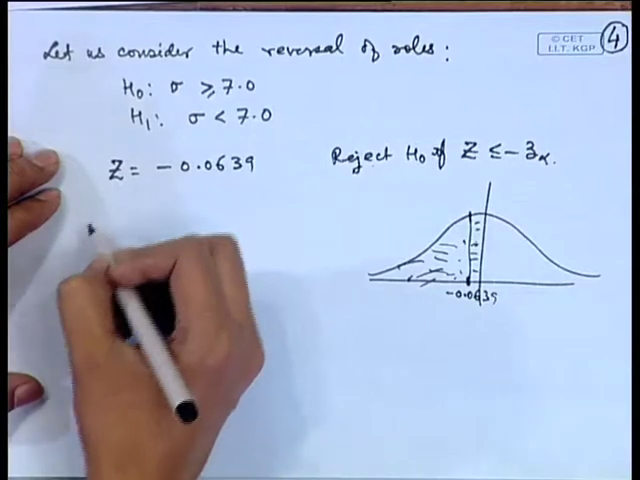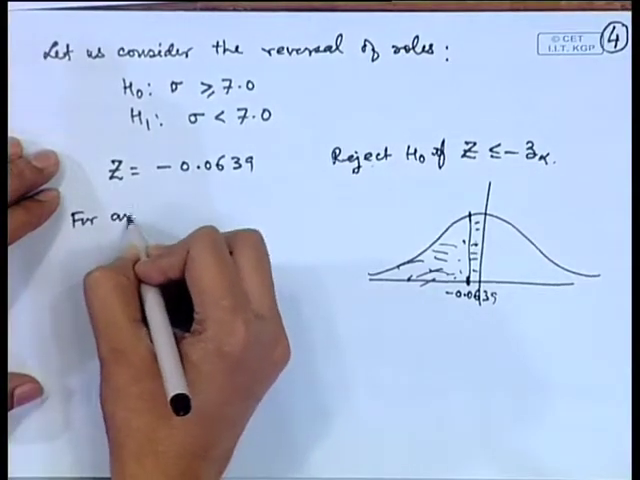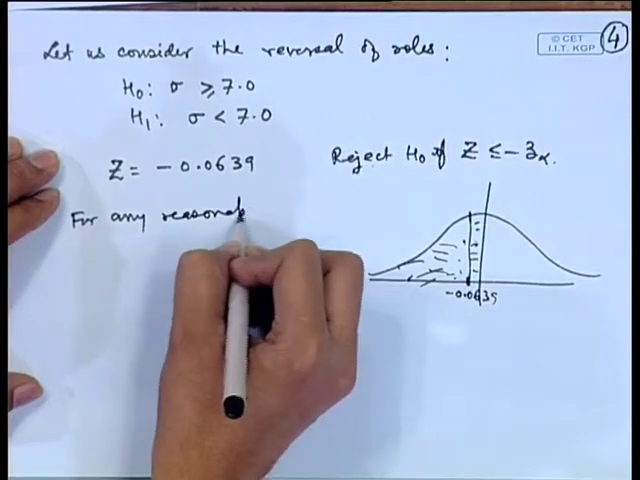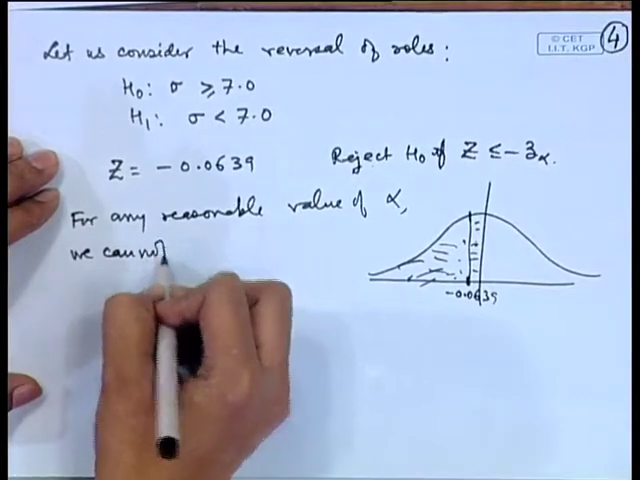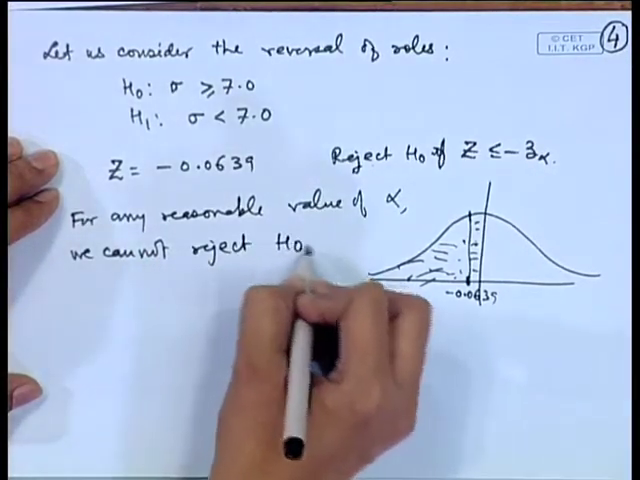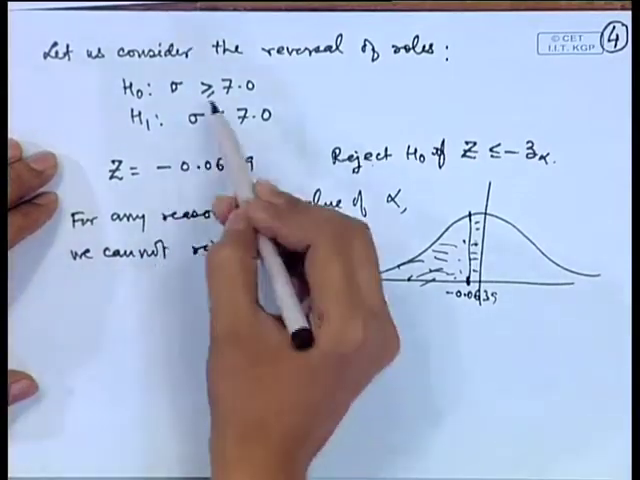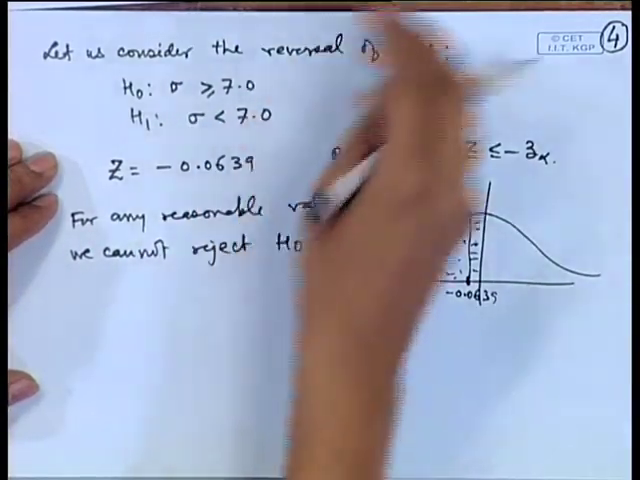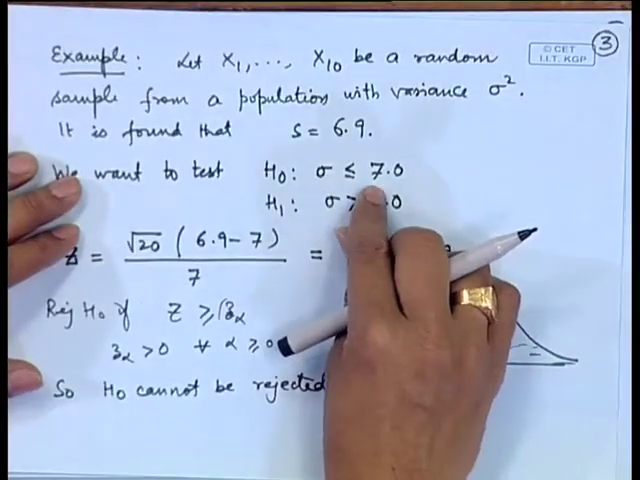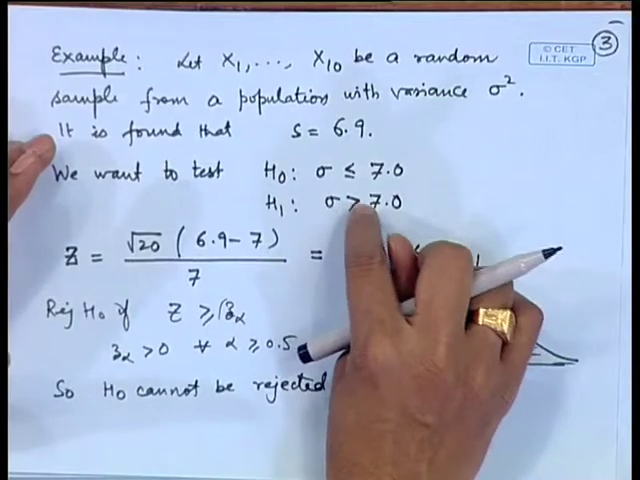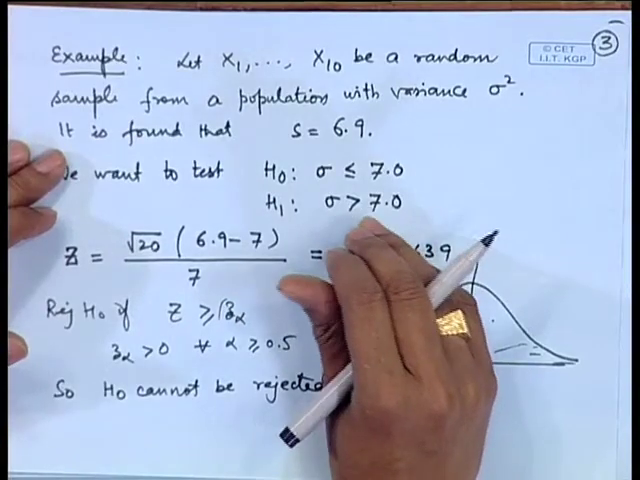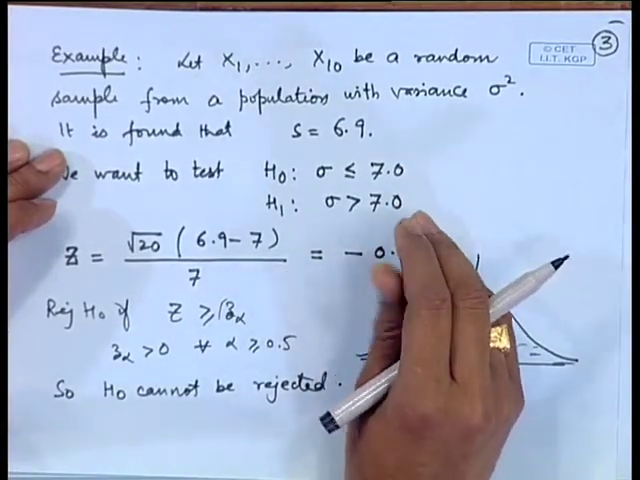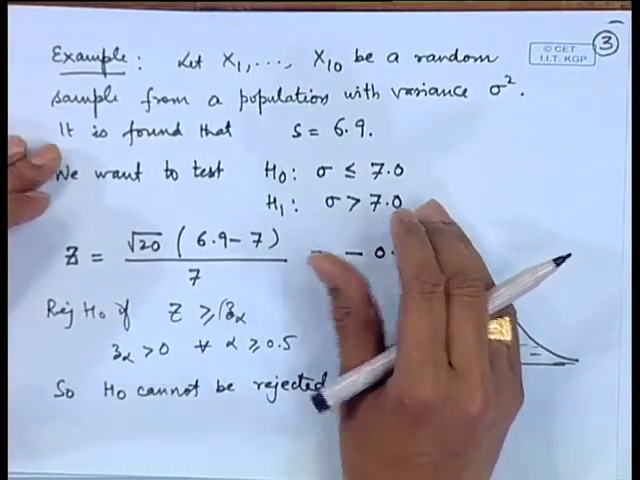So, for any reasonable value of alpha, we cannot reject H naught. What does it mean? Does it mean that sigma is greater than or equal to 7? Because in the previous test we concluded that sigma is less than or equal to 7. So, I mentioned this point earlier, that we frame the hypothesis in such a way that H naught is actually a weaker hypothesis, or you can say accepting H naught is a weaker conclusion. Therefore, we put stronger emphasis on the alternative hypothesis.